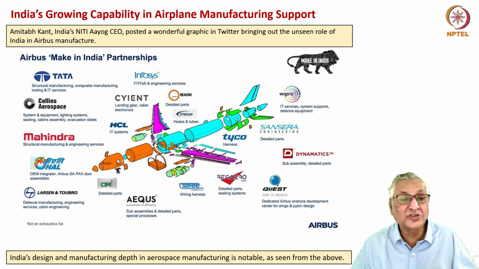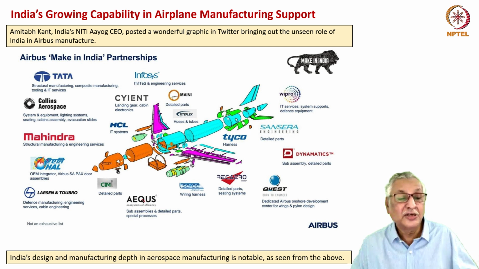Collins Aerospace does system and equipment, lighting systems, seating, cabin assembly, and evacuation slides. Mahindra does structural manufacturing and engineering services. Hindustan Aeronautics Limited, HAL, our own military aircraft manufacturer, is the OEM integrator and Airbus SA Pax door assembly provider. Larsen and Toubro, our diversified capital goods infrastructure company, does defense manufacturing, engineering services, and cabin engineering.